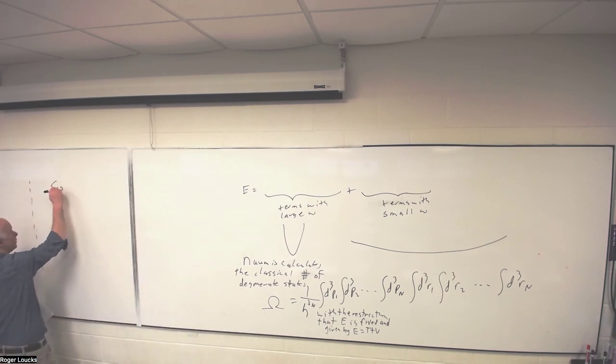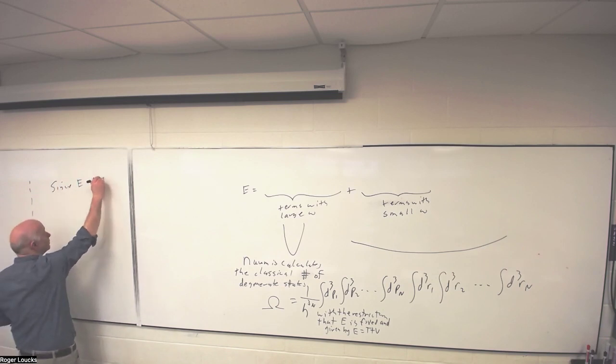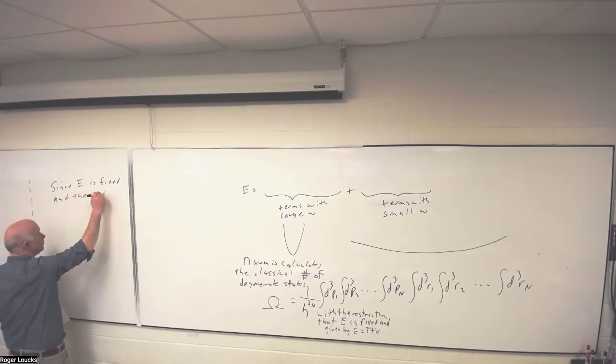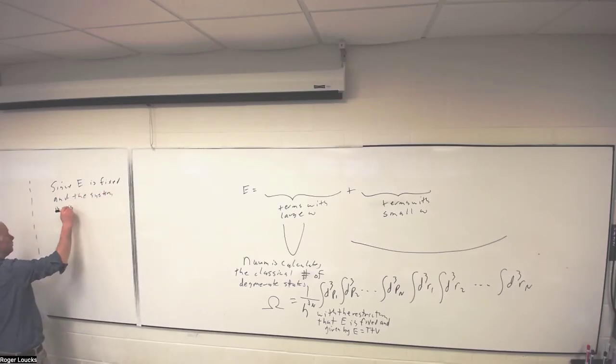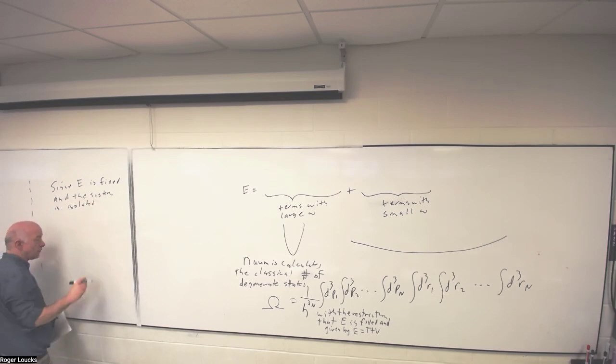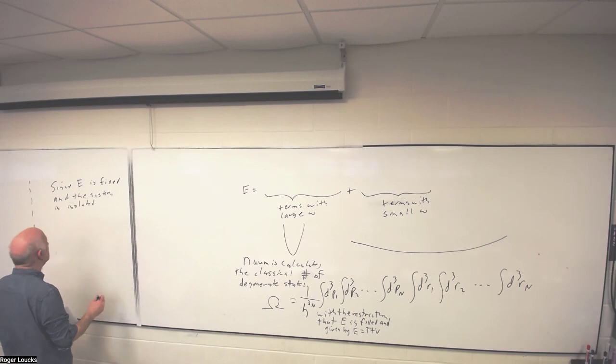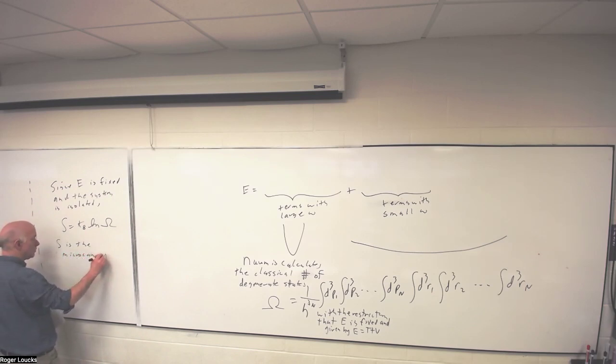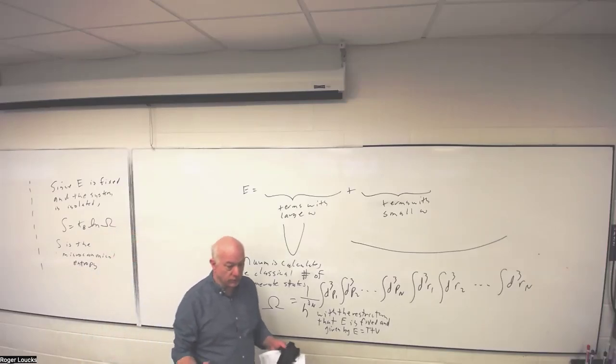So since P is fixed, and the system is also assuming the volume is fixed as well, it's isolated. The entropy is going to be kB ln of omega. In other words, S is the microcanonical entropy, at that energy, because in the microcanonical ensemble, the energy is always fixed.